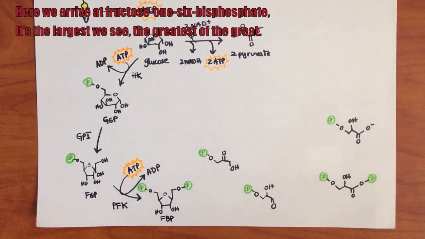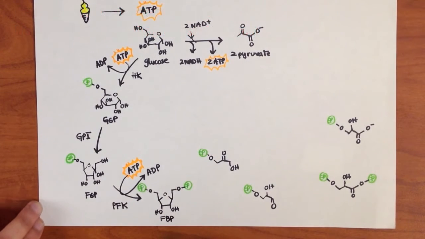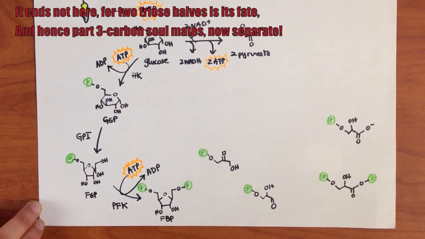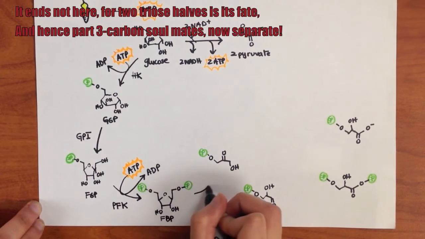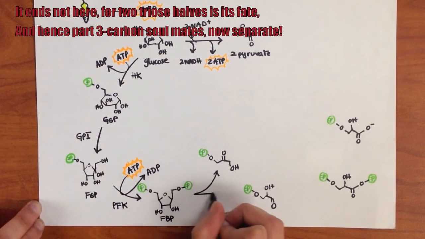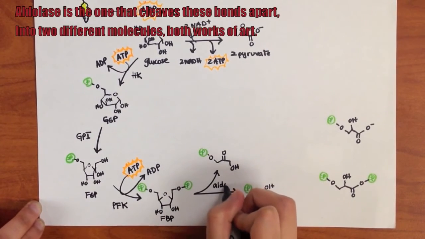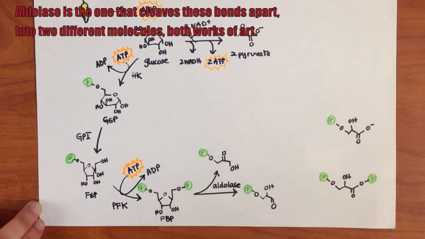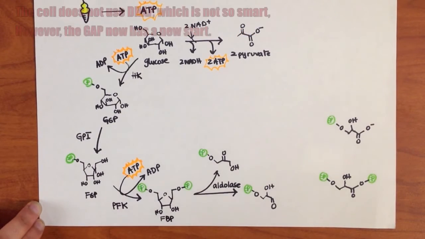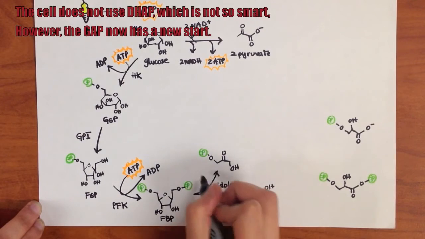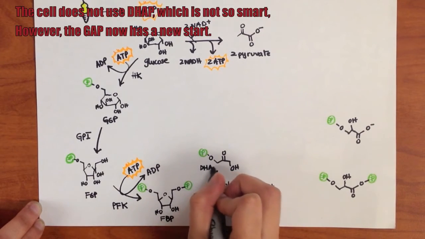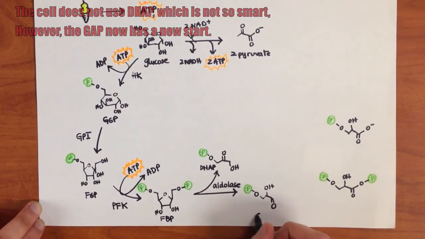It's the largest we see, the greatest of the great. It ends not here, for 2 trios halves is its fate, and hence the 3 carbon soulmates now separate. Aldolase is the one that cleaves these bonds apart into 2 different molecules, both works of art. The cell does not use DHAP, which is not so smart. However, the GAP now has a new start.